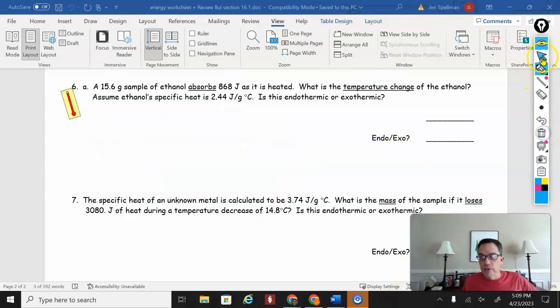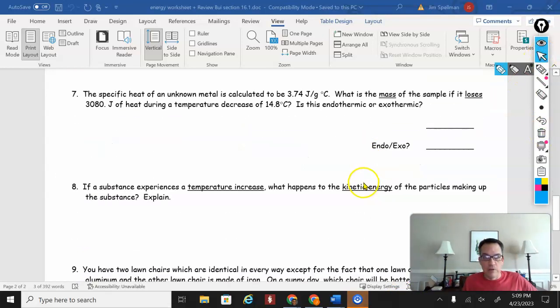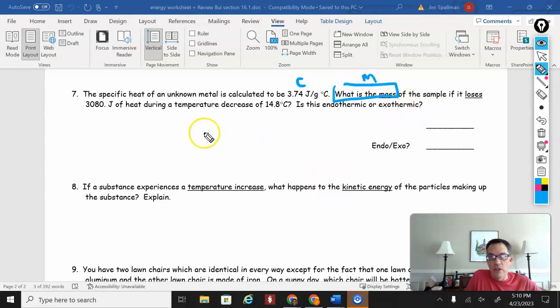And then finally, number 7, in terms of math problems we've got here, again, same formula. Specific heat of an unknown metal is calculated to be that. That's your C. What is the mass? That we don't know. If it loses 3080, that's going to be a negative. And then there's a temperature decrease, which is your delta T. Again, you don't have to figure out the change because it's already given to us. And again, if it's a decrease, that's going to be negative.